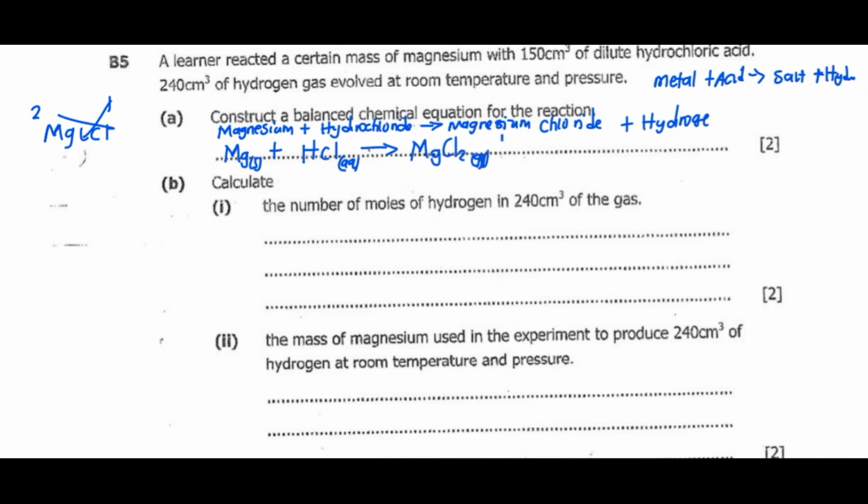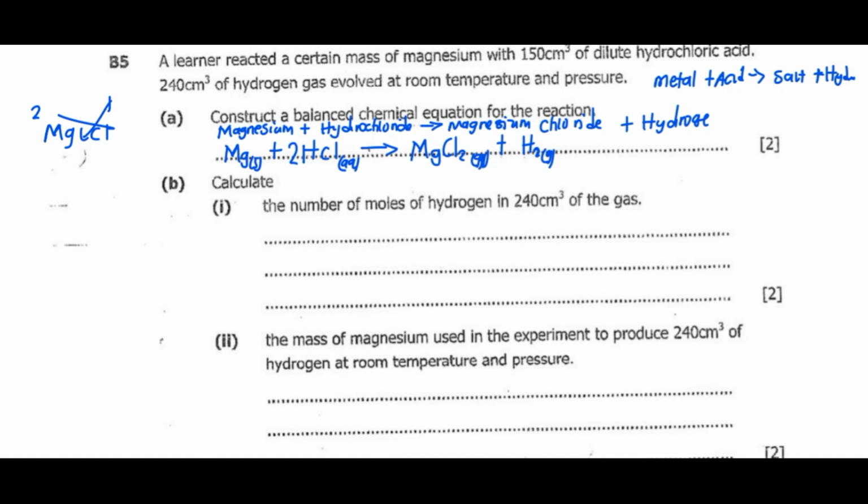aqueous, plus hydrogen. Remember, hydrogen must be diatomic. So we can now do the balancing. We need to put a 2 here so that we have 2 atoms of hydrogen. Also here 2 chlorine also. So we have done the first thing.